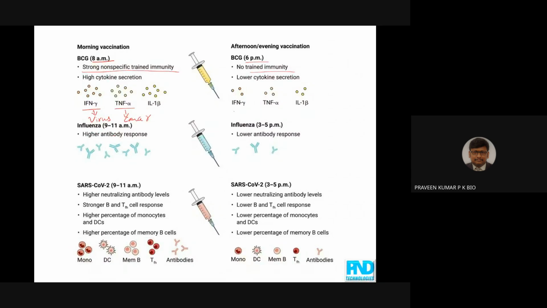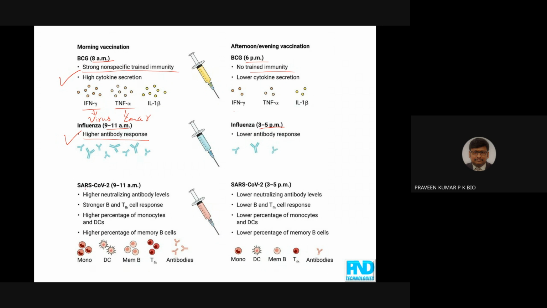Similarly, influenza vaccine taken at 9 to 11 a.m. can yield a higher antibody response because of metabolic activities, cell differentiation activity and cure to diseases. If you see influenza vaccine taken in the evening, you find a lower antibody response. What is observed? High cytokine secretion, higher antibody response, but we are getting something negative if you take the vaccine in the evening or night.